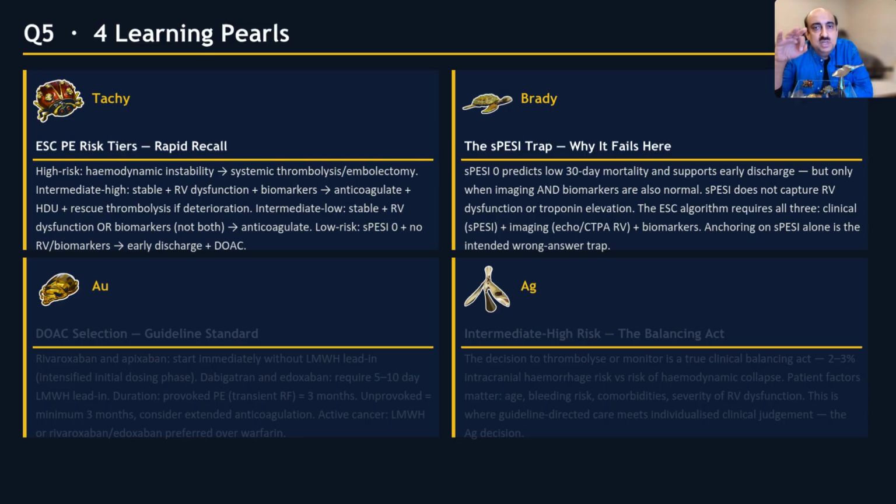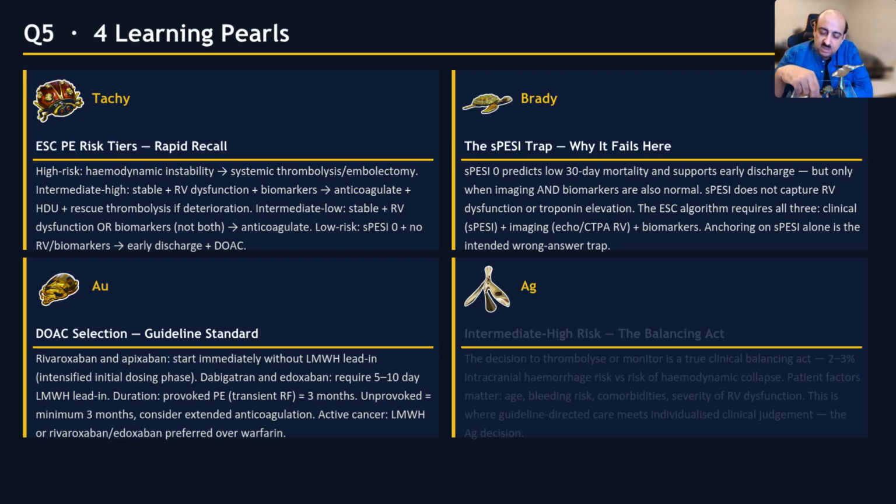It has to be used in conjunction with imaging, the RV, and biomarkers. sPESI will not capture the RV dysfunction or troponin elevation. It's only 3 components for history and 3 for clinical vitals, clinical signs. So that's the key thing. The European Society of Cardiology guideline recommends all 3: the clinical scoring, sPESI, plus imaging, which is echo or CTPA, evidence of RV dysfunction, and the biomarkers, troponins or NT-proBNP. So anchoring on sPESI alone is dangerous and the wrong answer here. That's why it's one of the traps in the exam.